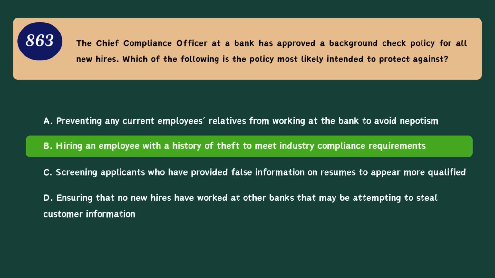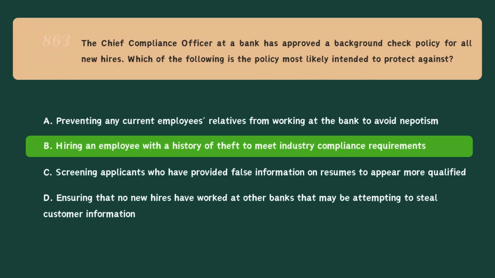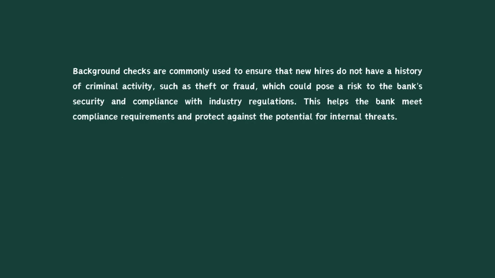Correct answer. B. Hiring an employee with a history of theft to meet industry compliance requirements. Background checks are commonly used to ensure that new hires do not have a history of criminal activity, such as theft or fraud, which could pose a risk to the bank's security and compliance with industry regulations. This helps the bank meet compliance requirements and protect against the potential for internal threats.